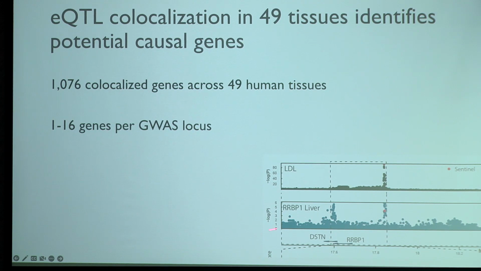And the bottom plot shows that same Manhattan plot for eQTLs in the liver. So this is the eQTLs for RRBP1, where you see that same peak of significance, colocalizing very nicely with that LDL signal, really pointing to this as the likely causal gene there.